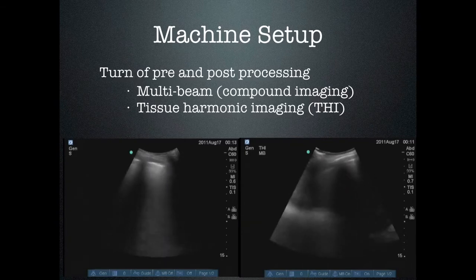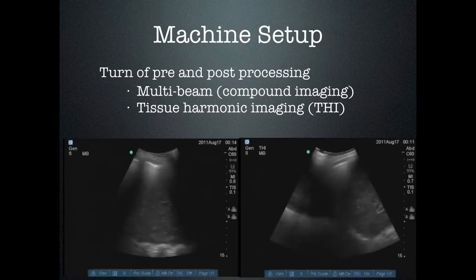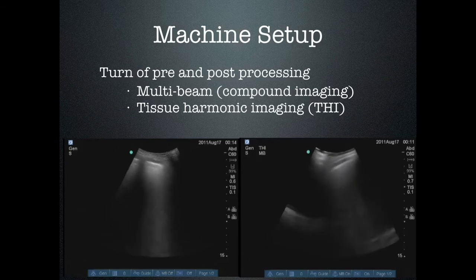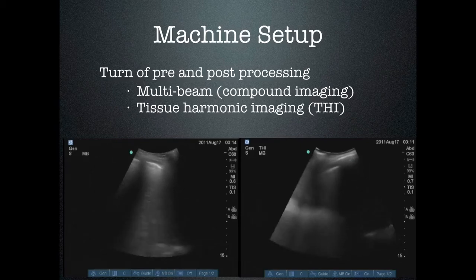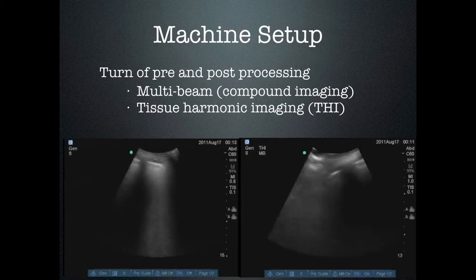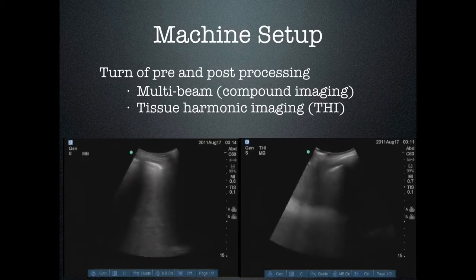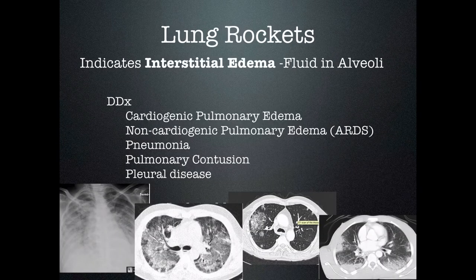Every once in a while we see one that comes off the screen, but it is a little bit more difficult to see. And that is because the image on the right has multi-beam or compound imaging turned on, as well as tissue harmonic imaging. Both of these modes decrease the amount of artifacts that are seen after the image has been displayed. So if you want to have the classic appearance of lung rockets, you may have to turn off your multi-beam or compound imaging, as well as your tissue harmonic imaging. All right, so we talked about lung rockets, and they indicate interstitial edema.